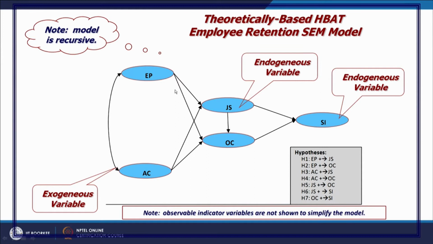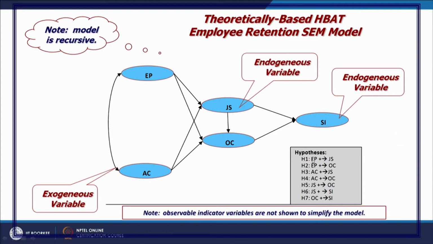Now let us look at this case. This is HBAT from the book of Tatham and Black, Hair and Anderson, from where we have brought it. These are some of the constructs and their relationships. This is the endogenous variable, and these 2 are the exogenous variables. Exogenous means independent and endogenous means dependent, okay.